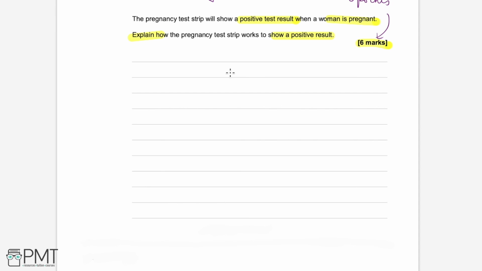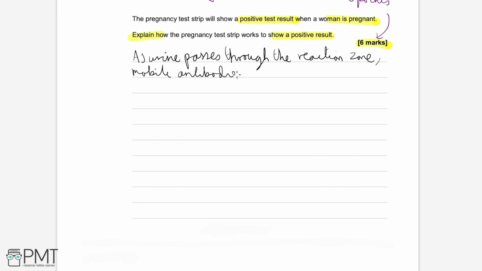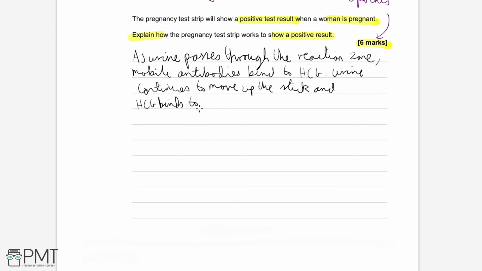So, let's use this information to write our answer. Well, first of all, we need to describe what is happening with the urine. So, our first point will be that as urine passes through the reaction zone, mobile antibodies bind to the HCG. So we're going to write this. Our next point will be that urine continues to move up the strip, and HCG binds to the specific immobile antibodies in the results zone, creating a blue line.